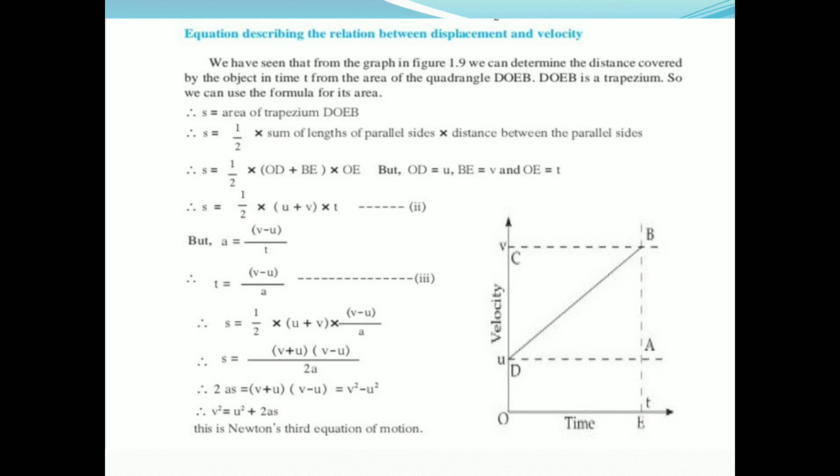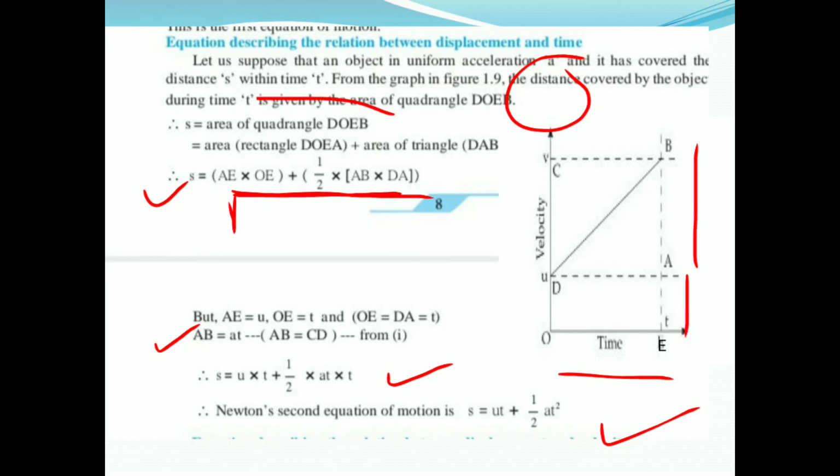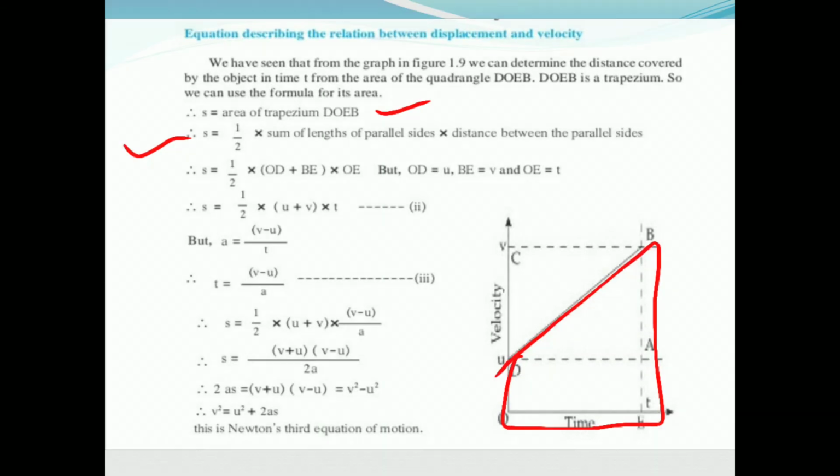See here, from the graph in 1.9 we can determine the distance covered by the object in time t from the area of the quadrilateral DOEB. By using this area we have found the distance, but DOEB is a trapezium, so we can find its area by using the area of the trapezium formula. What is the area of the trapezium? Area of the trapezium is equal to half into sum of the length of parallel sides into distance between the parallel sides. See here, in the second equation also we did the same work, we found the area of the trapezium. Here also we are finding the area of the trapezium.